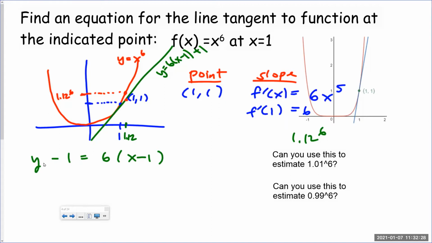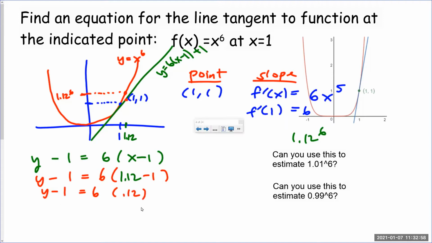So let's try it. Here is my green function, okay? Plug in. Now, is this going to be my x plugging into here, or is it going to be y plugging into this green function? It's my x, right? So plug in where you see your x. Plug in 1.12 there. Okay, and this, if I don't have a calculator, I could probably still do it. 1.12 minus 1 is 0.12. You agree with that? 6 times 0.12 is 0.72. So this is going to give me y equals 0.72 plus 1, which is 1.72.